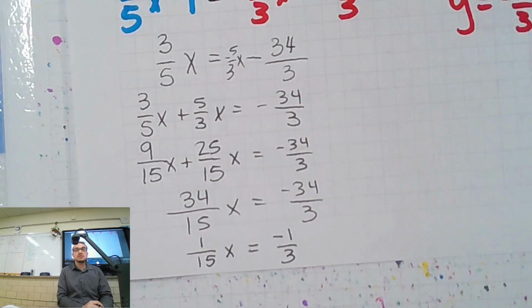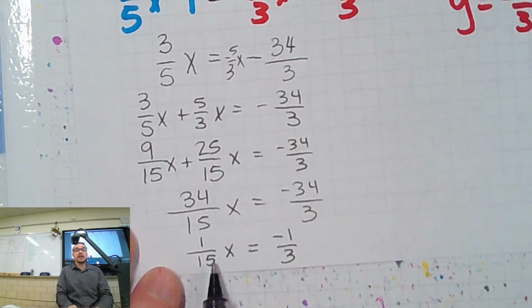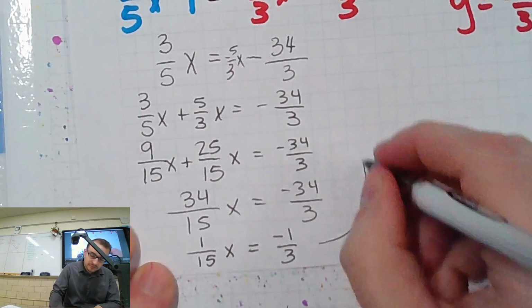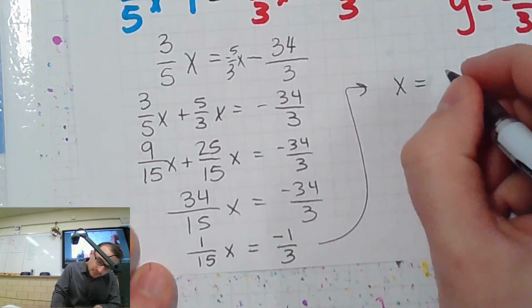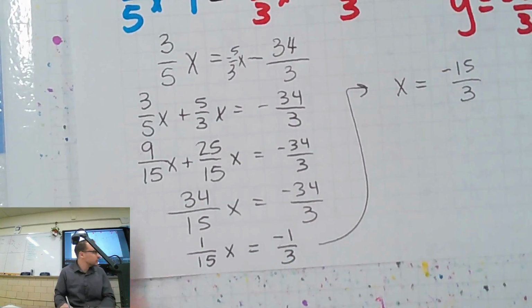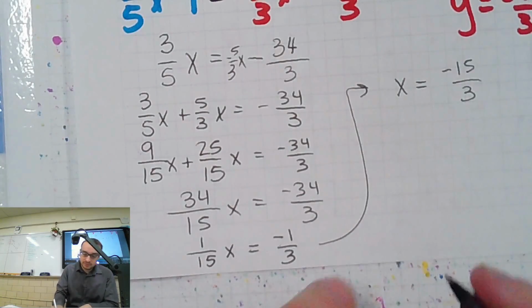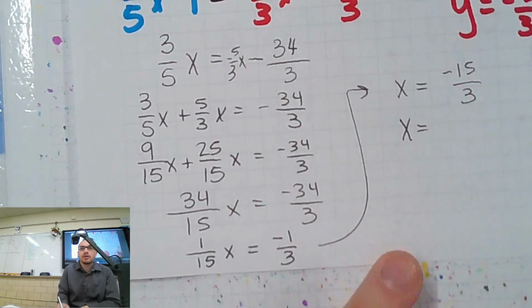All right. Let's times by 15 now to get rid of the divide by 15. I get 1x, right? Does that reduce? No. What's negative 15 divided by 3?